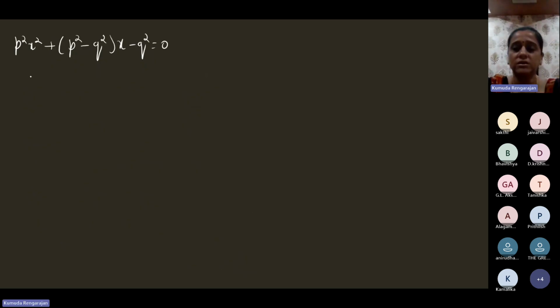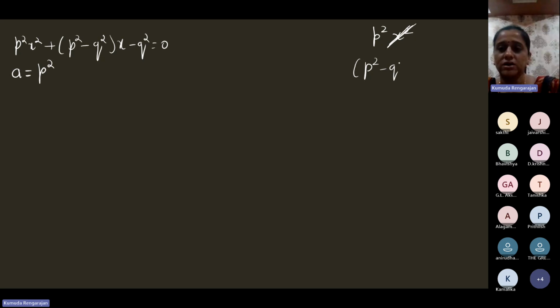All right. So what's the value of a, children? What's a? Please answer. A is equal to p square. See here, p square x square is the x square term. This is a. The coefficient of x square is a.